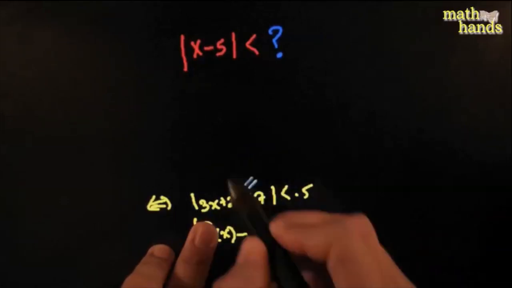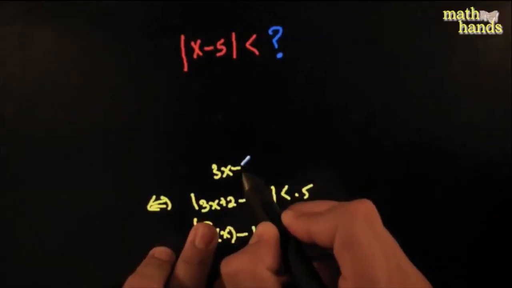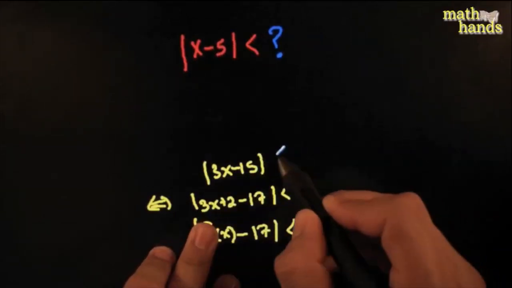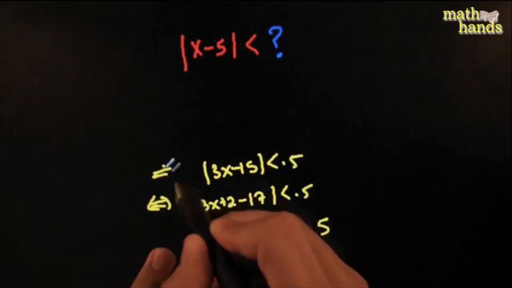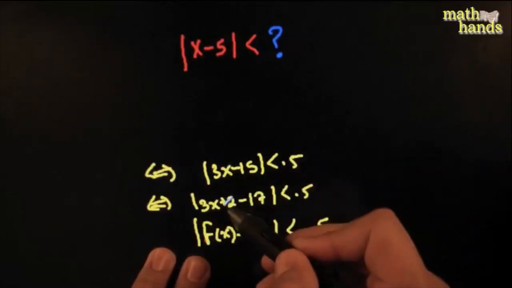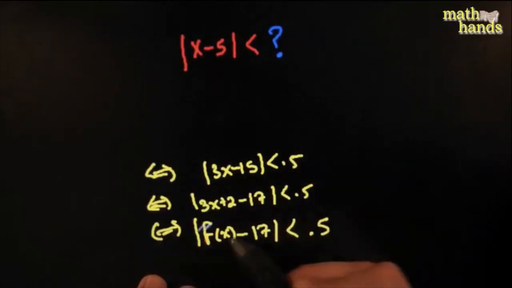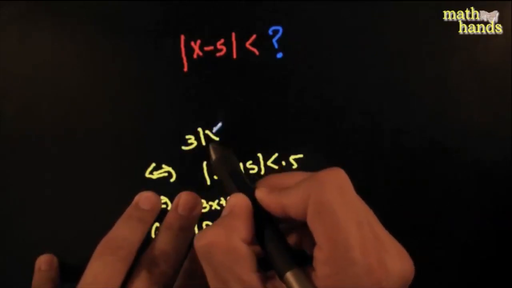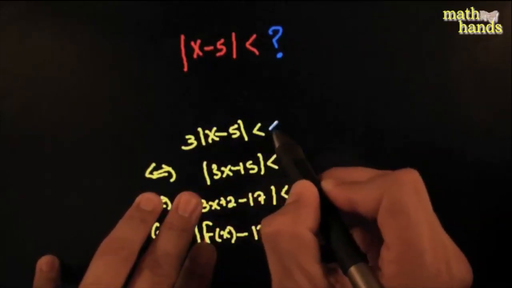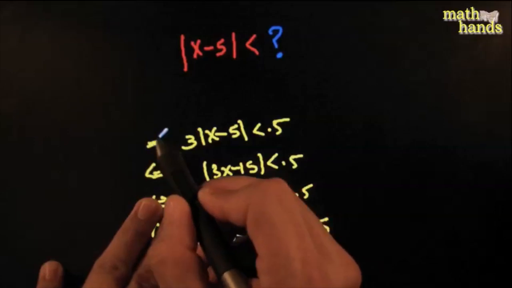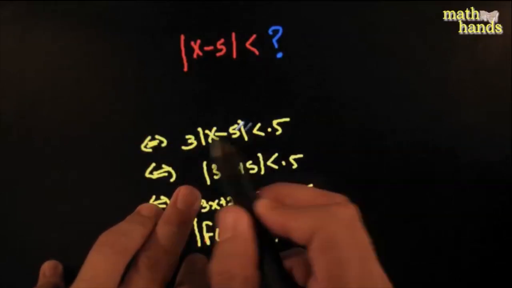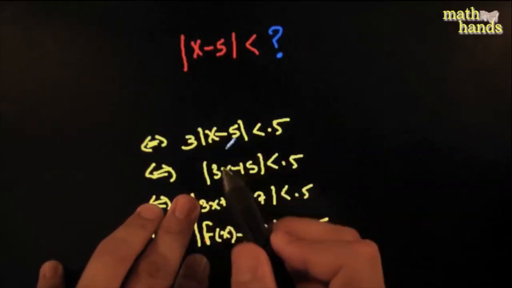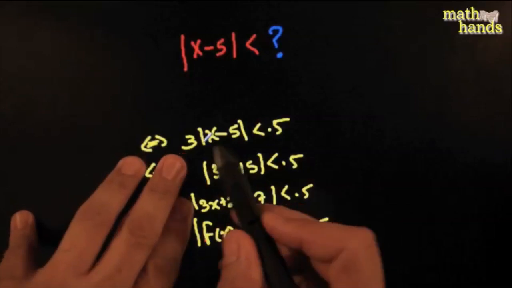So x is approximately, and you just go 14.5 divided by 3, that gives you 4.8333, many threes. That gives you this one right here, 4.833. Now the distance from here to here is 0.167. The distance from here to here is 0.167. So this is telling me exactly the distance.